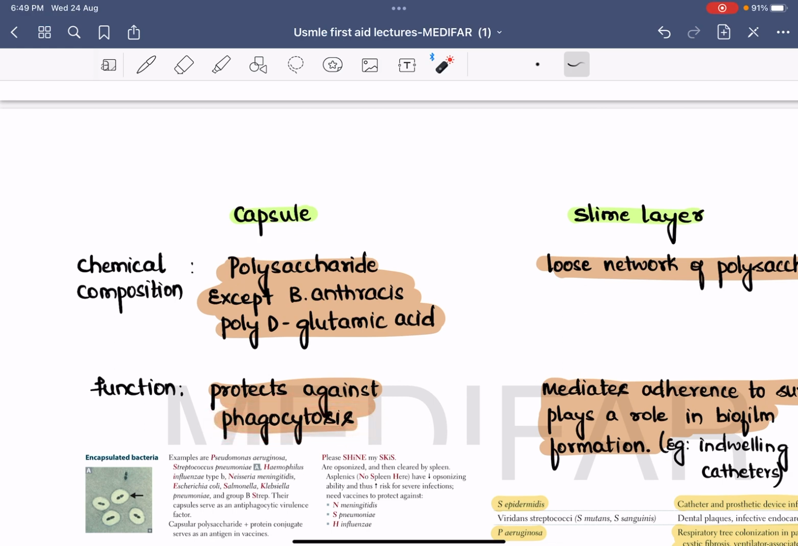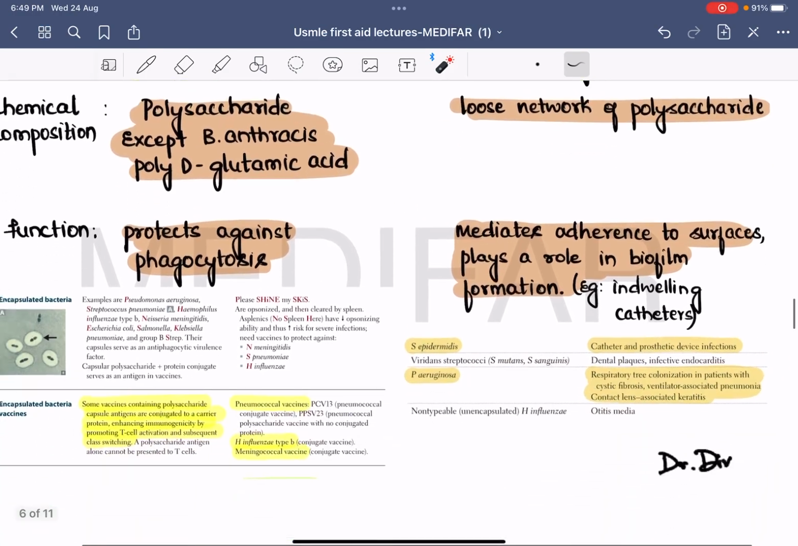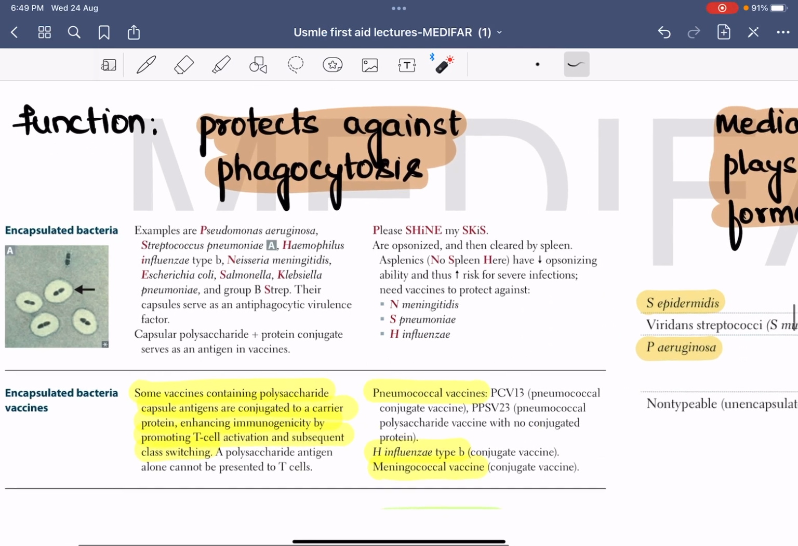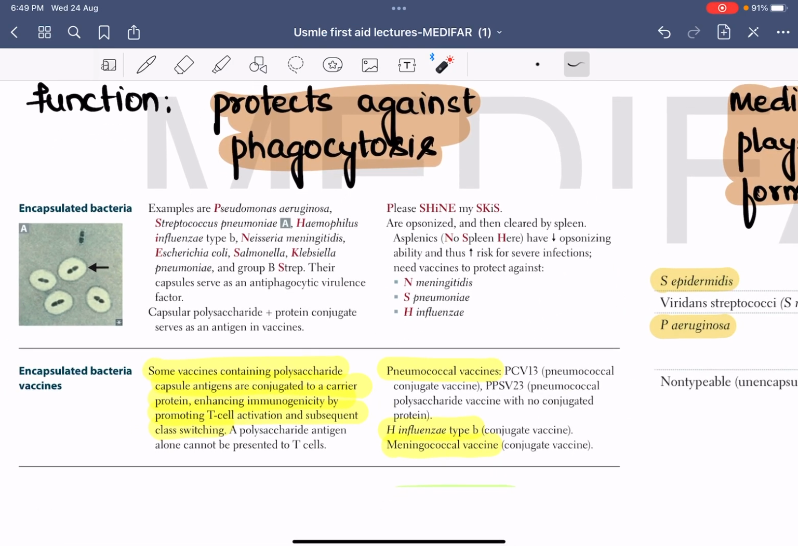Here we need to remember one important point, that is all the capsules of bacteria are made up of polysaccharide except Bacillus anthracis, whose capsule is made up of poly-D-glutamic acid. So which are the bacteria which are encapsulated? You need to remember at least three, like SHiN, or you can say SHiN. S for Streptococcus pneumoniae, Hi is Haemophilus influenzae type B, and N for Neisseria meningitidis. The others are Pseudomonas aeruginosa, then Escherichia coli, Salmonella, Klebsiella, Group B Streptococci. At least three.